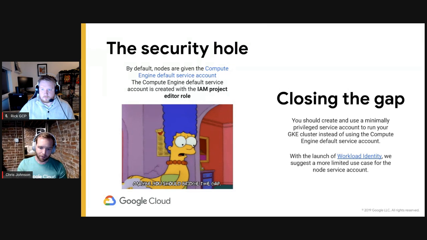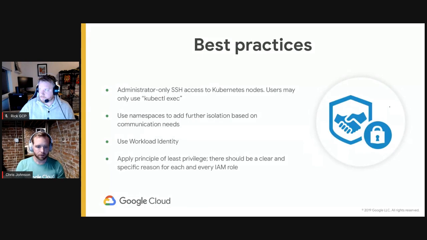So, closing the gap, there are a couple of ways we can do this. You can lock down the specific roles of that service account and reassign that service account to the node itself. One of the ways we can do that is with Workload Identity, which we're going to touch on a little bit in a couple of slides here. So some best practices we just want to call out. Administrator-only SSH access to Kubernetes nodes. Ideally, we would lock this down so that we don't have a lot of users just popping in.